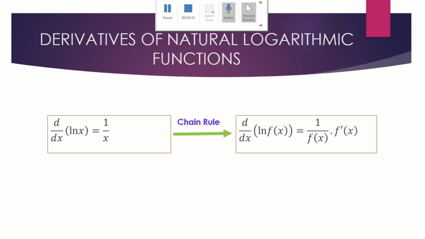When we apply the chain rule to the derivative of a logarithmic function, if we differentiate d over dx of ln f(x), it is equal to 1 over f(x) times f prime x. So if we look here, the differentiation follows the differentiation for ln x, but we replace the x with f(x) and multiply with f prime x.